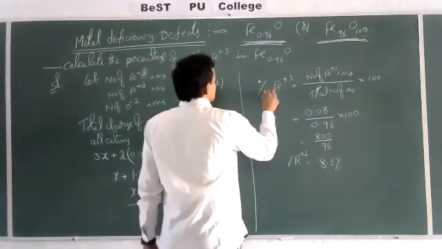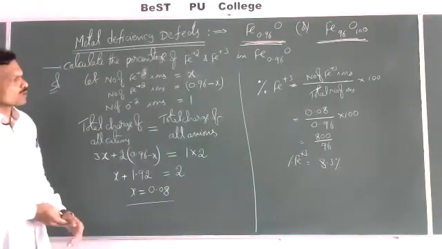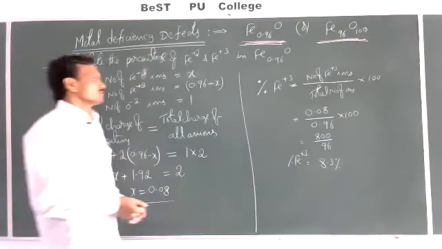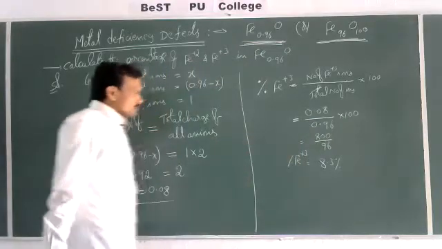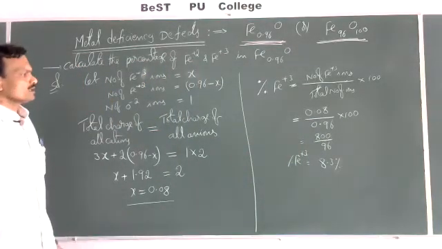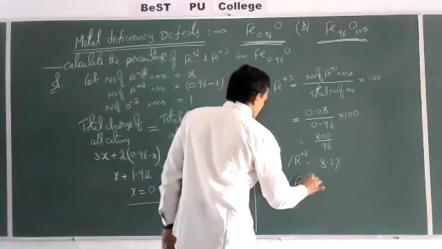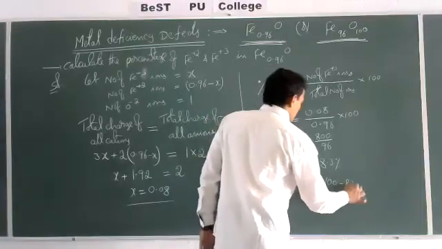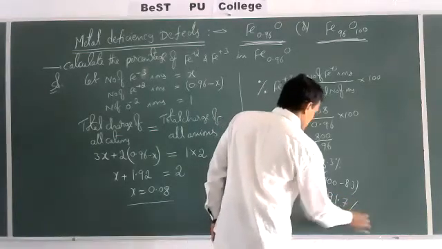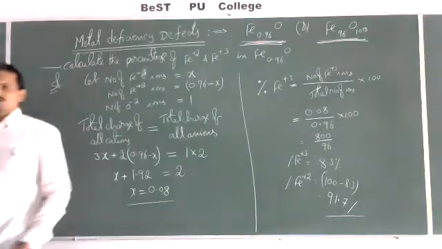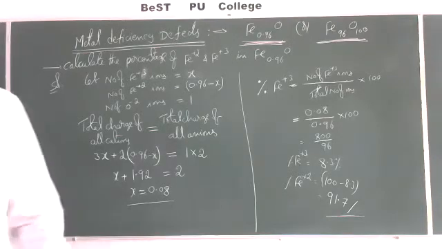Therefore, the percentage of Fe plus 3 is equal to the number of Fe plus 3 ions by the total number of ions into 100, which is 0.08 by 0.96 into 100. That is 800 by 96, which is 8.3 percent. Then the percentage of Fe plus 2 is 100 minus 8.3, which is 91.7 percent. So this is the way of calculating the percentage of Fe plus 2 and Fe plus 3 ions present in the lattice.